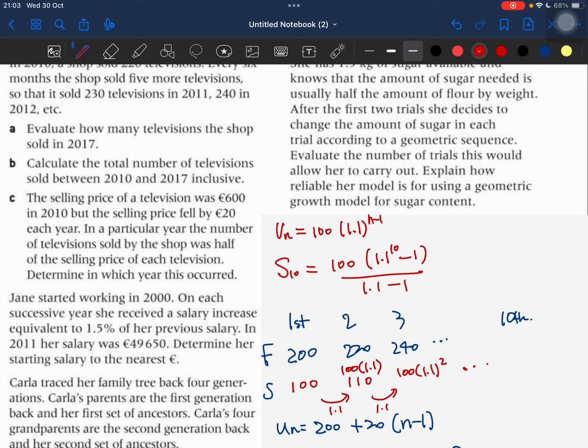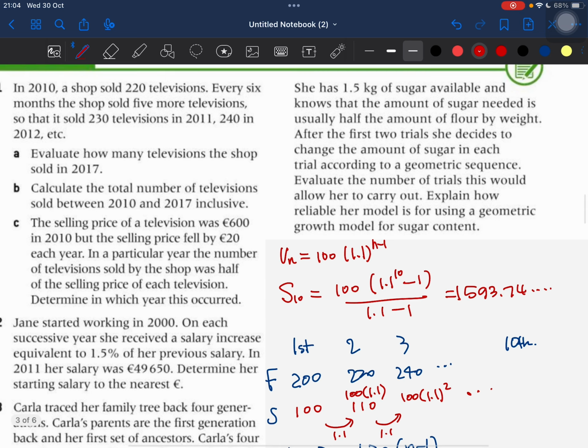So 100 times 1.1 to the power of 10 minus 1 over 1.1 minus 1. So this is 1593.74 and so on, which is larger than 1.5 kilograms, because this is in grams. So how reliable is her model? So anyway, she cannot. What is the number of trials she would be allowed?